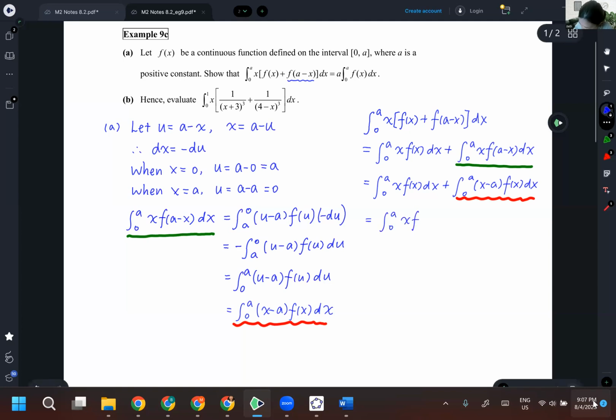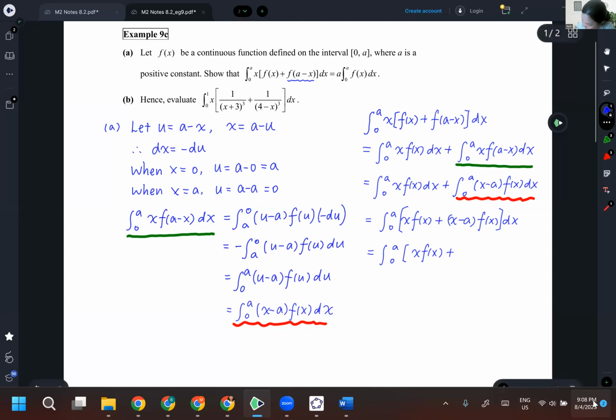a x f of x plus x minus a f of x dx, and then it's equal to 0 to a, x f of x plus, did I make a mistake? A minus u, a minus u.